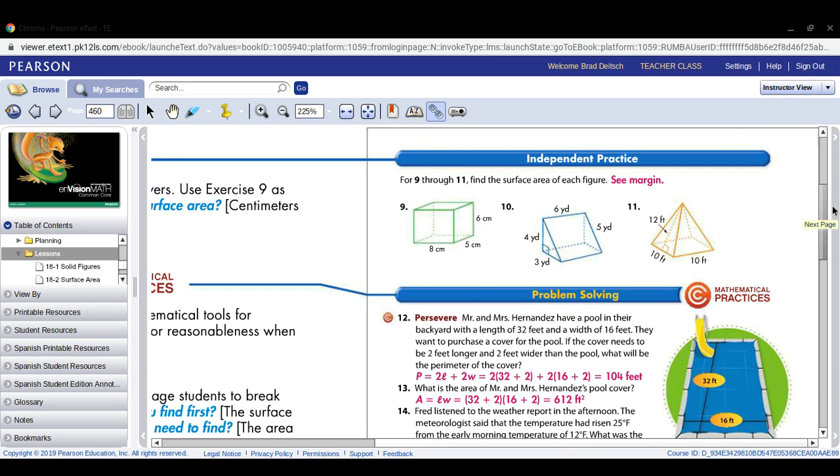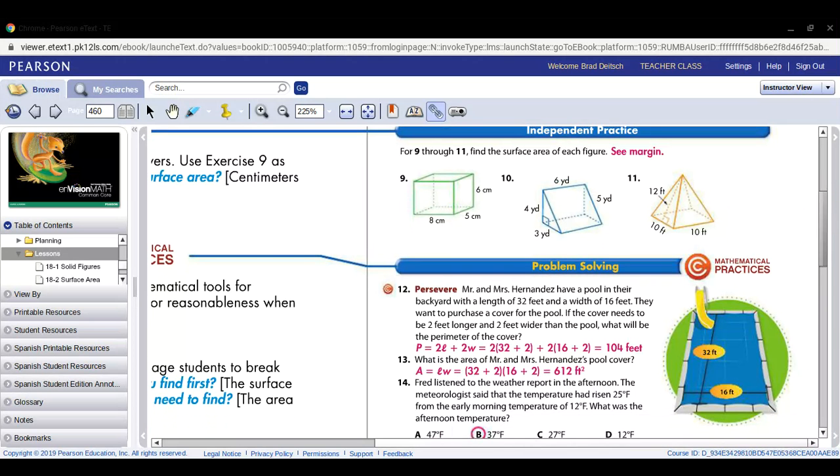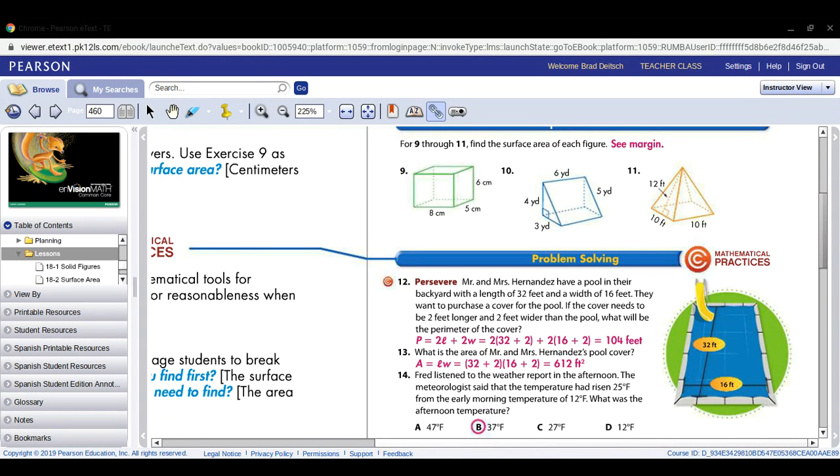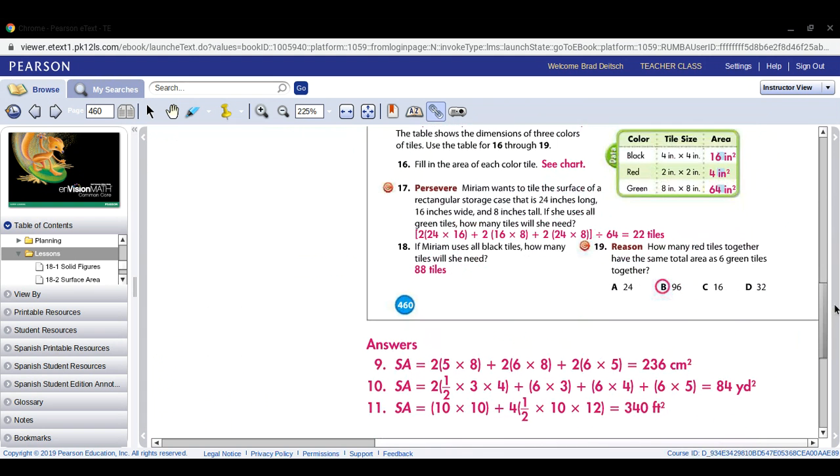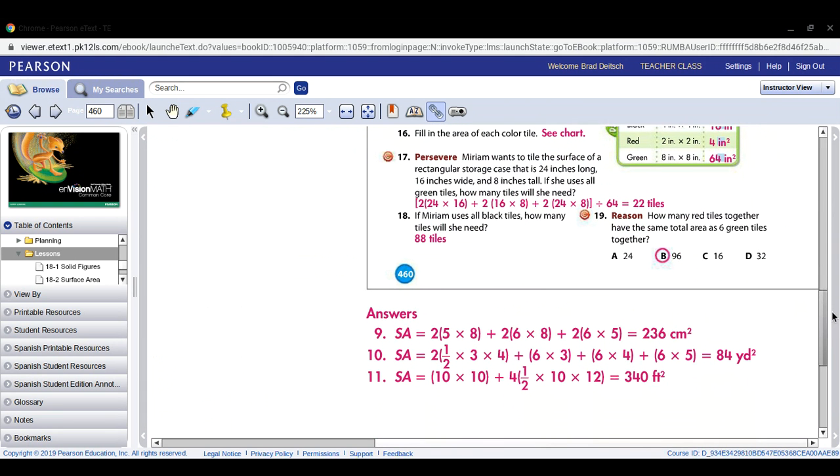And number 11 is like the second example of that video I posted, the second video. So the area of the base is 10 times 10, and then the area of each triangle. So one triangle is base times height divided by 2, so 10 times 12 divided by 2, which is what they're showing here on the bottom, right? 10 times 12 divided by 2, but then there's 4 of them.